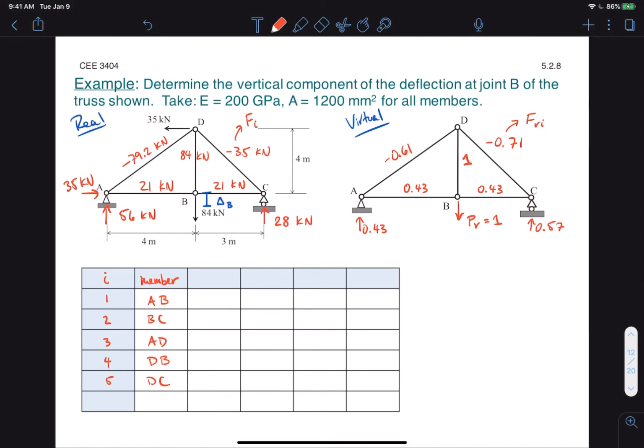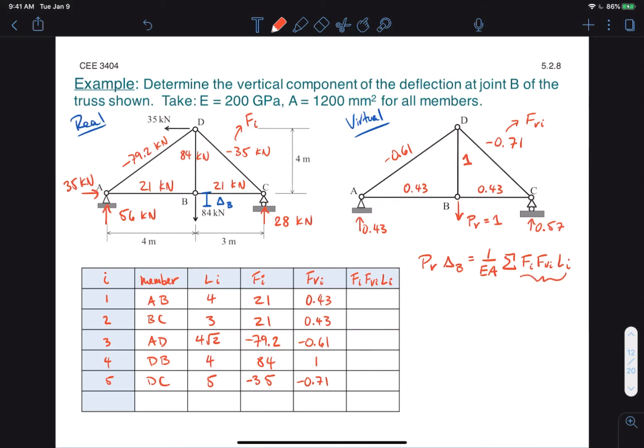Next, I'll note the length of that member, and then I will note the internal real forces and the internal virtual forces, F sub i and F sub Vi. And then finally, I'll make a column for the numerator of that sum in the principle of virtual work. So Fi times Fvi times Li. Recall that the virtual work equation was PV times delta B in this case. So I'm simply making a column for this quantity here. So I'll go ahead and multiply horizontally. And once I've done that, I can sum all those values up.